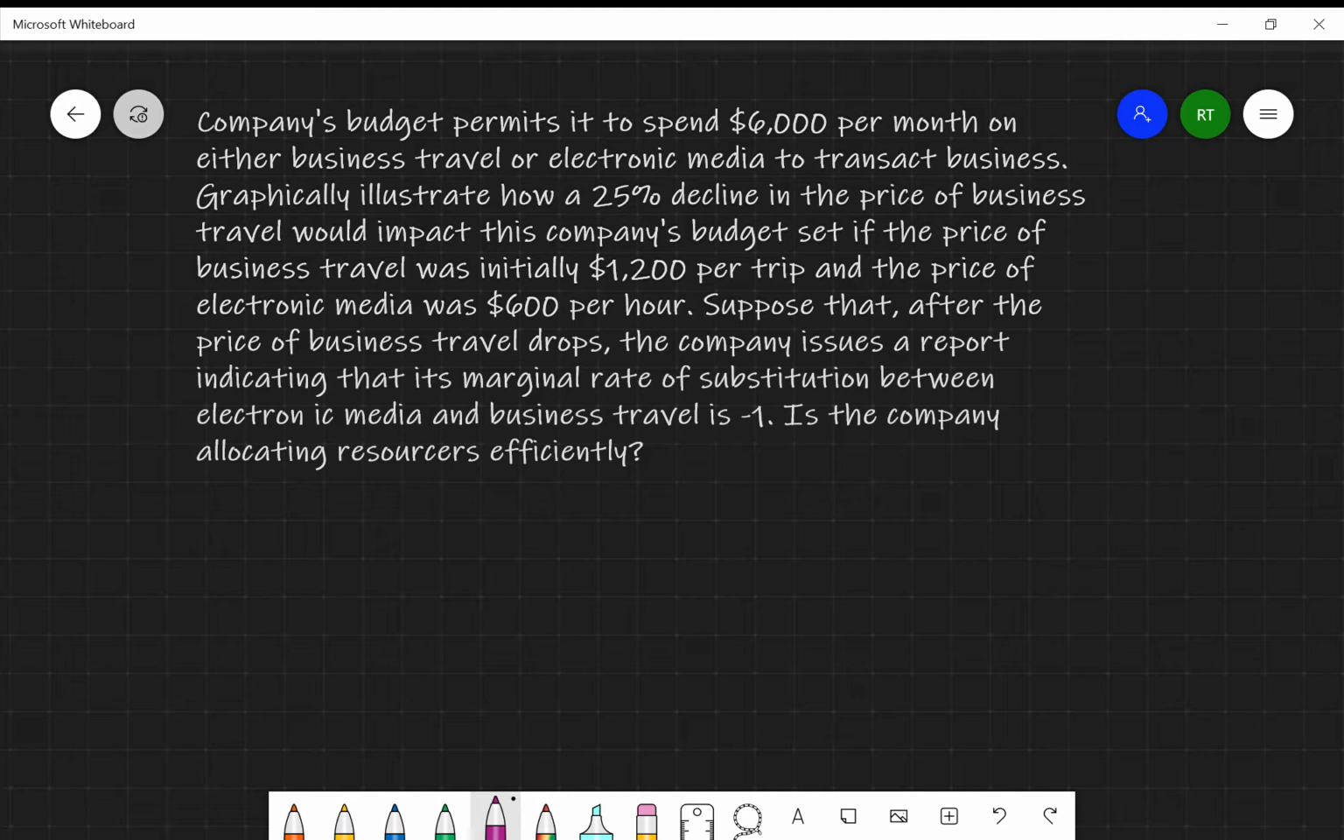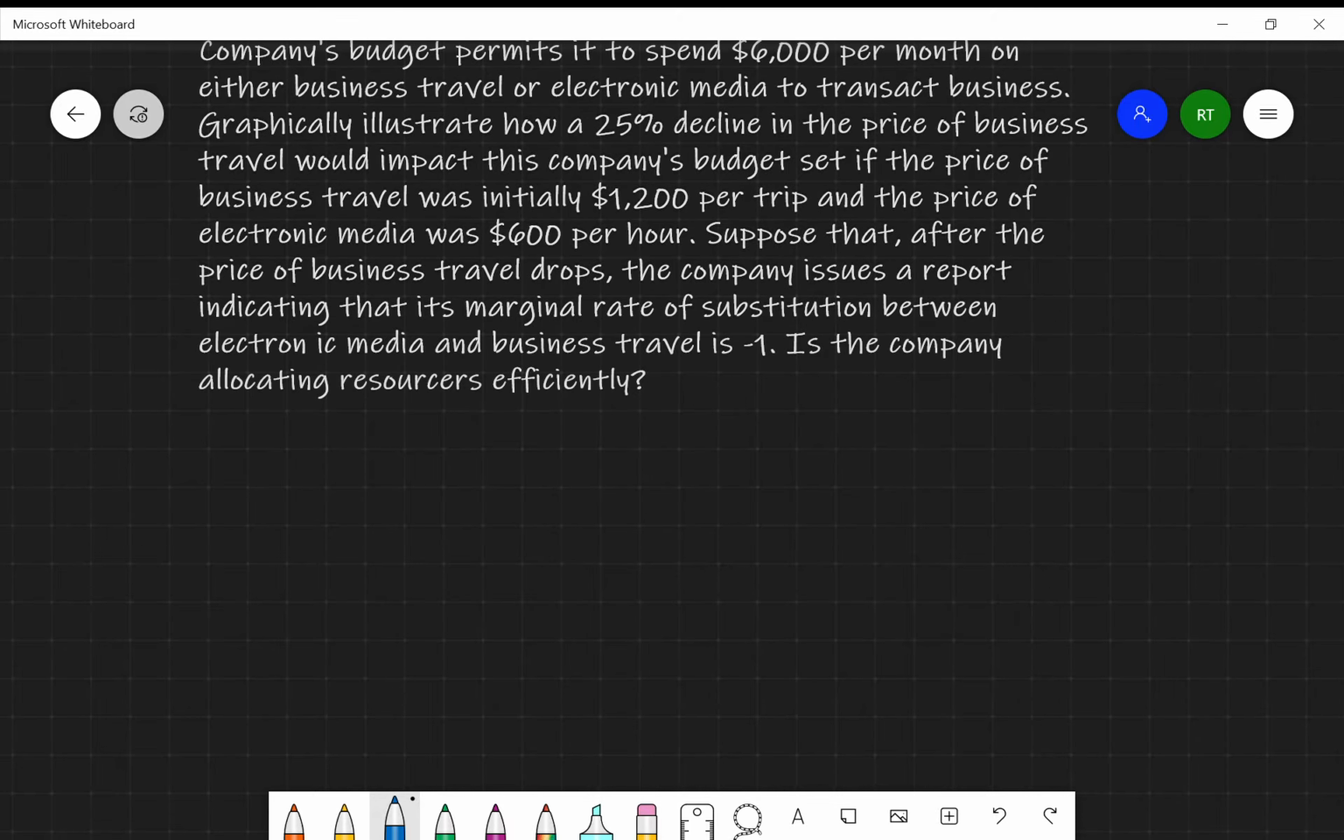So we're told that we have $6,000 per month for either business travel or electronic media, and we're asked to both graphically illustrate and also discuss if the company is allocating its resources effectively. So let's go ahead and start off with a graphical illustration.